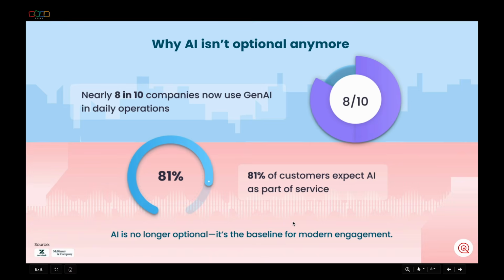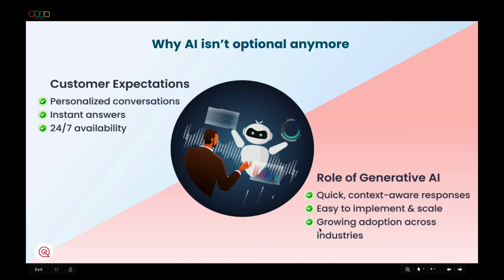Let's talk about what's happening in the business right now. With the massive shift in AI, almost 8 out of 10 companies are already using generative AI in some way. It is no longer an experiment. It's becoming a part of everyday operation. From marketing campaigns to customer service, AI is quietly reshaping the way companies engage. And the reason is simple. Customer expectations have changed.